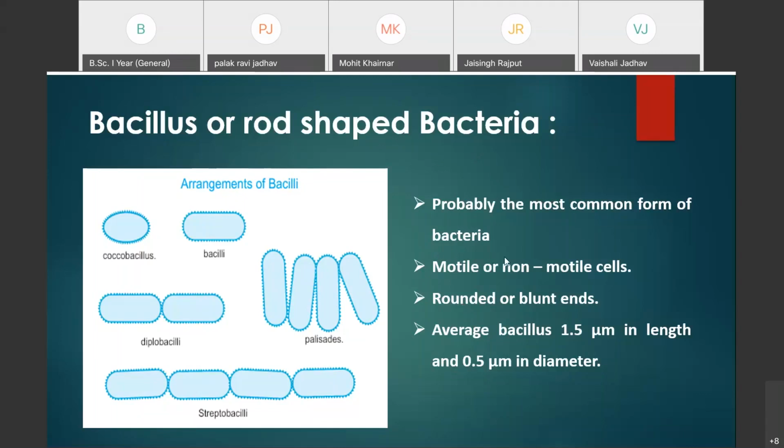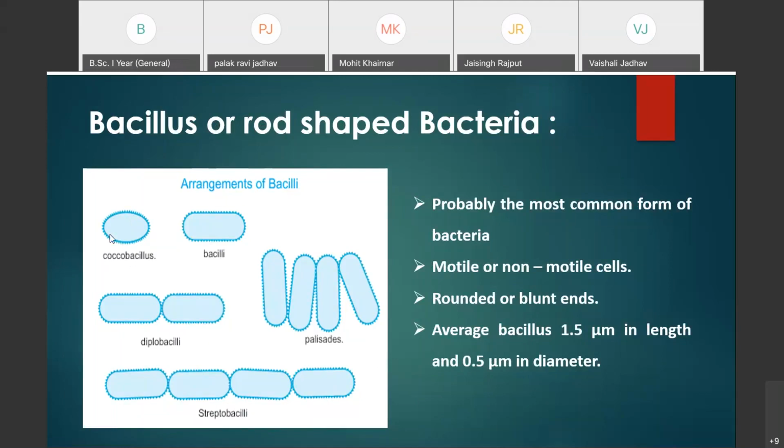The average bacillus, or the average rod shaped bacteria, is about 1.5 micrometer in length and 0.5 micrometer in diameter. Some of the bacilli, or rod shaped bacteria, are so small that they cannot be distinguished from the cocci or the spherical shaped bacteria, and that's why this type of bacteria is referred to as coccobacillus.